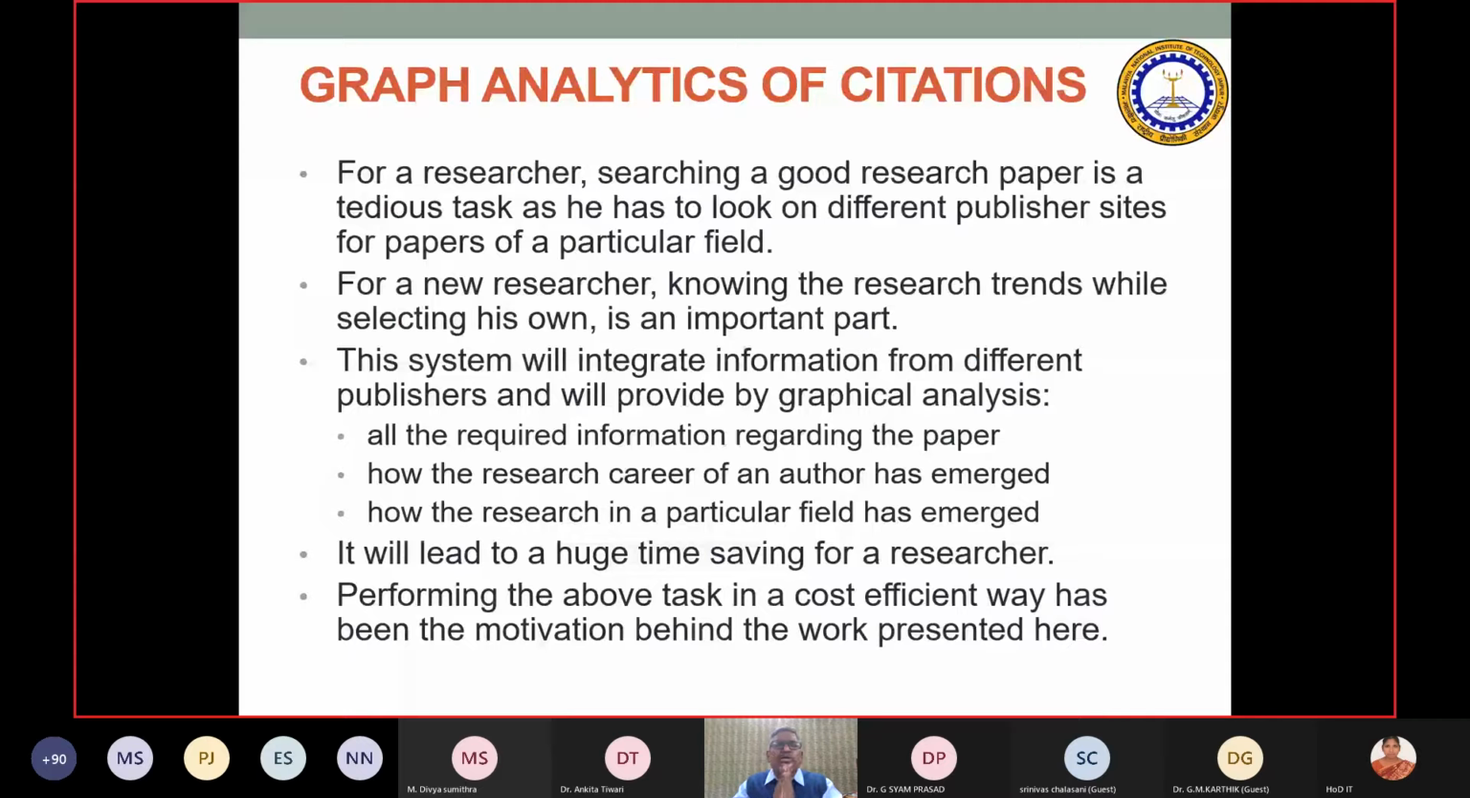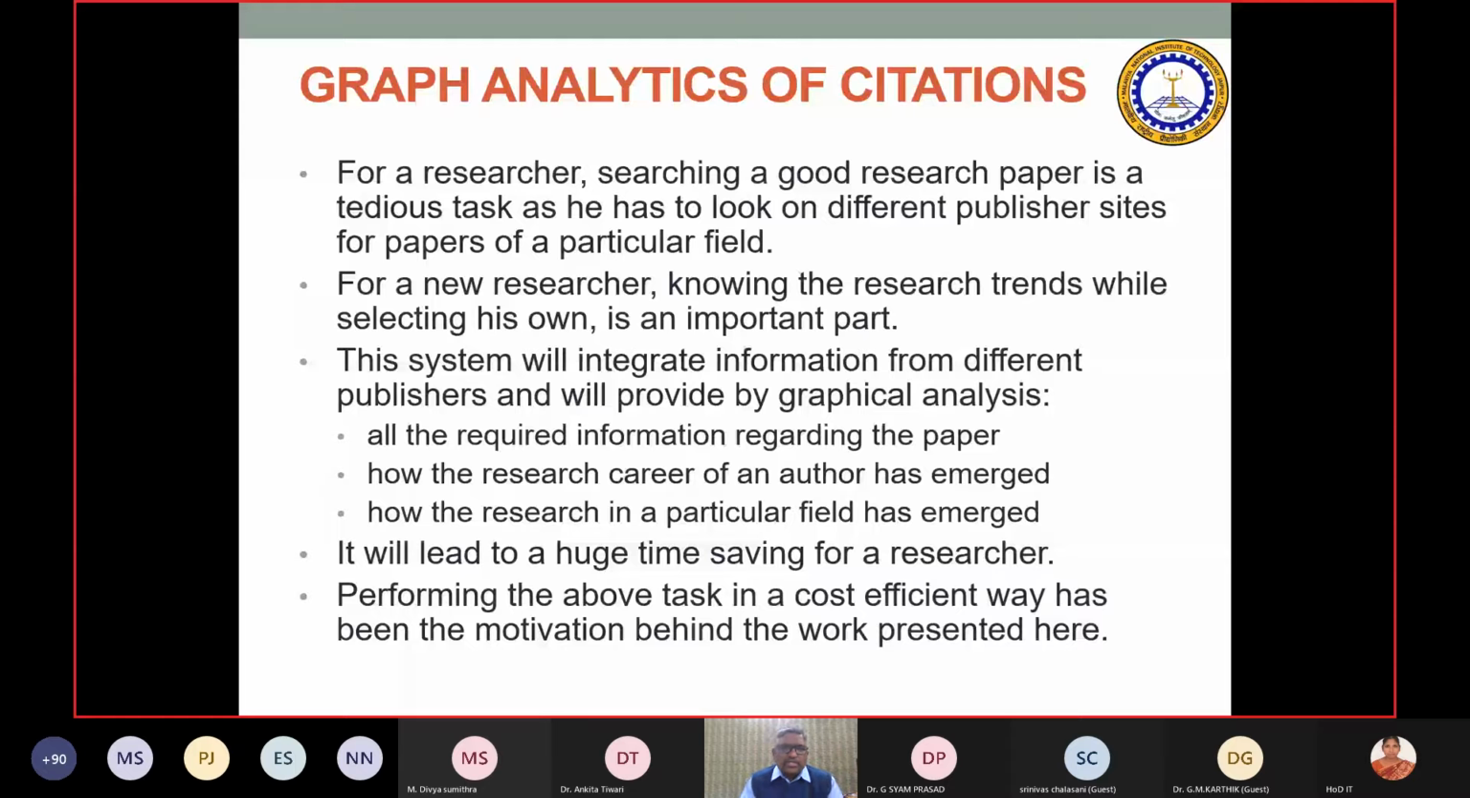And later we moved to another interesting issue, that is graph analytics of citations. Many students search for a good research paper, or PhD work people want to do. So for a new researcher, knowing the research trends will be an important aspect. So we wanted to build a system which will integrate information from different publishers and provide graphical analysis.